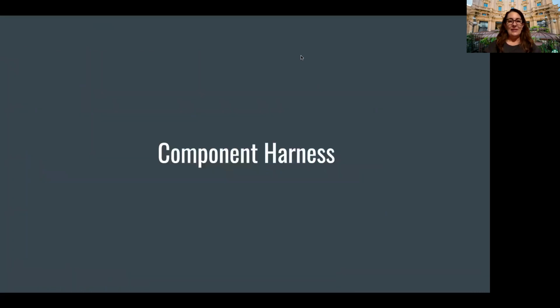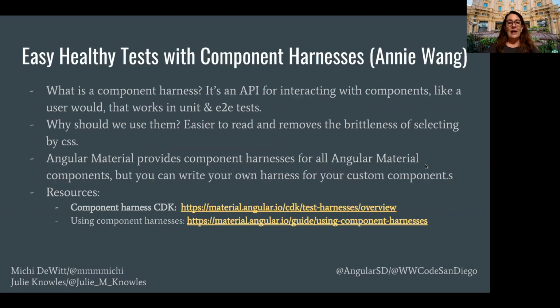And what's next? Component harness. Okay, this was another lightning talk from someone who, Annie Wing, is actually on the team of Angular Material and working on the component harness, which is a part of the CDK for Angular Material. What is a component harness? It's an API for interacting with components like a user would that works with unit and E2E tests. So like a user would push buttons and do things, a component harness can emulate that.